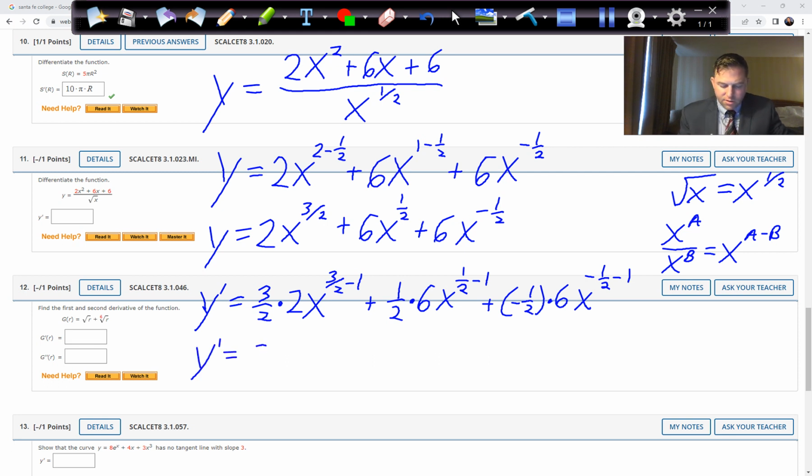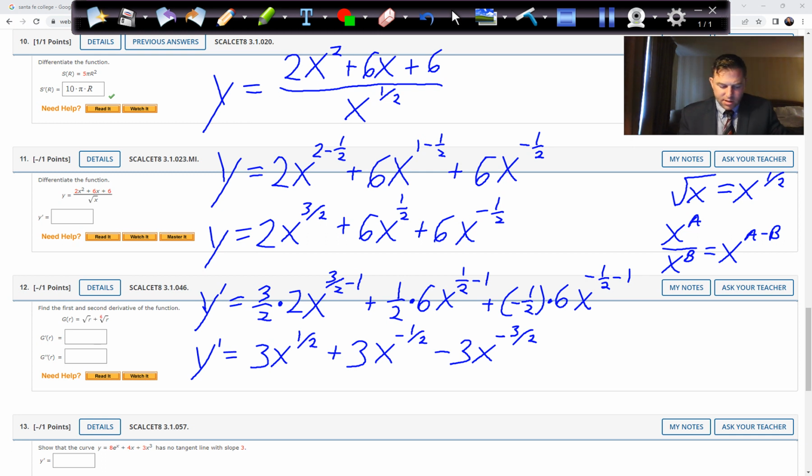These 2's will cancel, so you're going to get 3x. 3/2 minus 1 will be 1/2, so you get 3/2 minus 2 over 2, which is 1/2. This will be plus 3, 1/2 times 6, x to the minus 1/2, when you subtract 1 from 1/2. And this will be minus 3x to the minus 3 over 2.